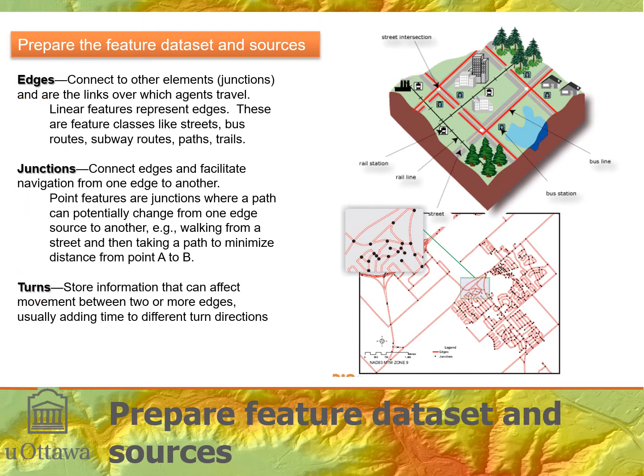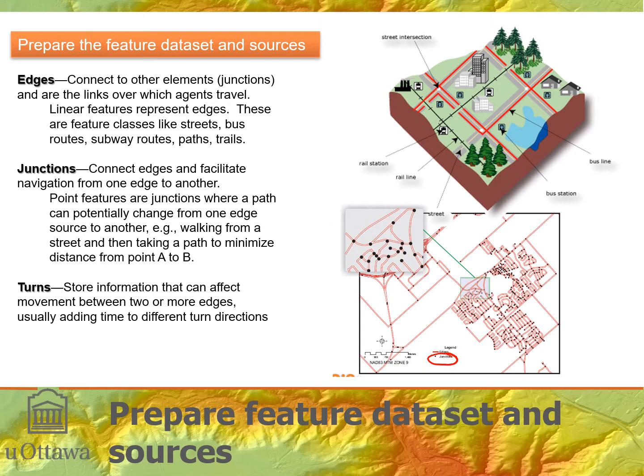So we need edges which connect junctions. And we can see an example here in this little network dataset. There's a little blow up of it there, where we have the black dots, these are junctions. It's hard to see. And the edges are the red lines. You'll see wherever two edges meet, there is a junction. And there are terminal junctions on many edges as well. So for example, a dead-end street, so to speak, would have a terminal junction on it.